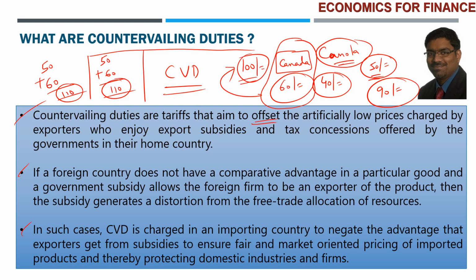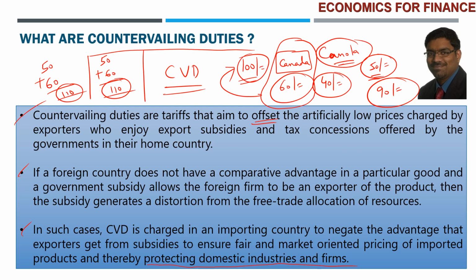In such cases, CVD, countervailing duty, is charged by an importing country to negate the advantage that exporters get from the subsidies, to ensure fair and market-oriented pricing of imported products, and thereby protect the domestic industries and firms. Ultimately, the objective is this only: protecting the domestic industries and firms.